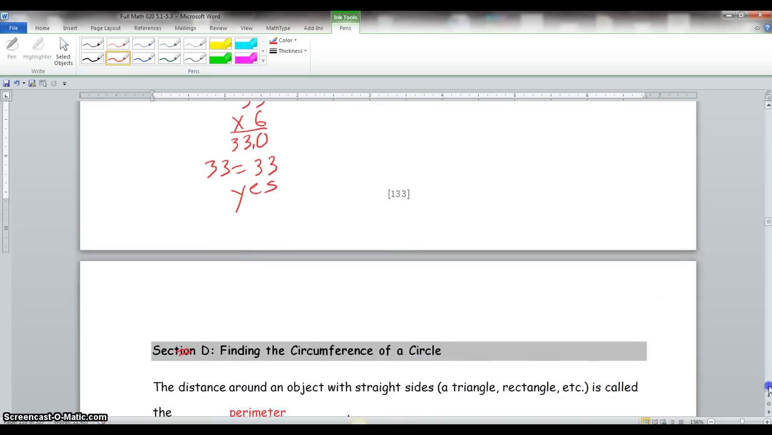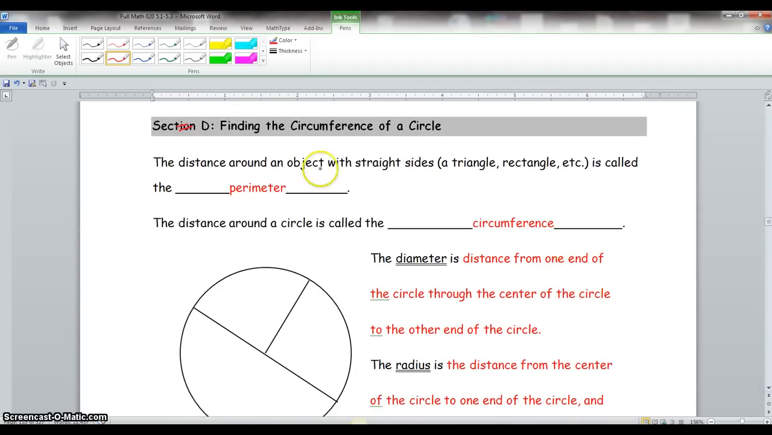Now let's scroll down here to section D. For some reason this is scribbled out, but we don't have to worry about that. We have section D, finding the circumference of a circle. The distance around an object with straight sides, triangle, rectangle, etc. is called the perimeter. The perimeter just means the distance around. Now the distance around a circle is called the circumference. The circumference is just basically the perimeter of a circle. It signifies that you're dealing with a circle and not those straight side figures.